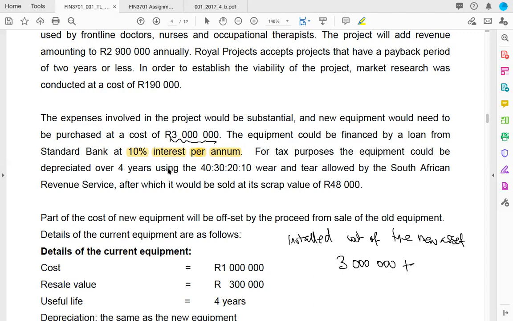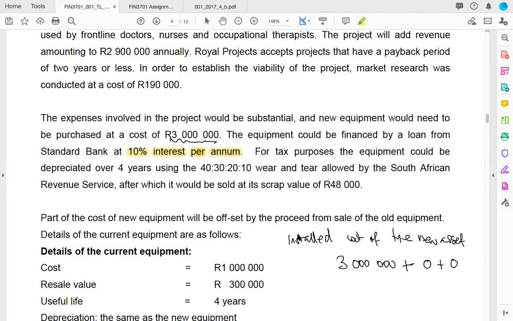And from what I can see here, there do not seem to be any delivery expenses associated with the new asset. Then you check to see if there are any installation expenses associated with the new asset. Like you ask yourself, are there any installation expenses associated with the new asset? And from what I can see, there are also no installation costs associated with the new asset.